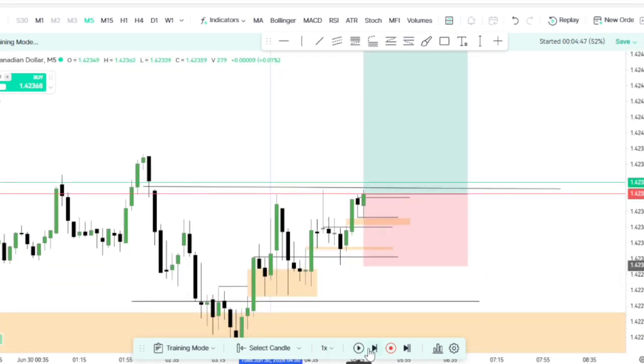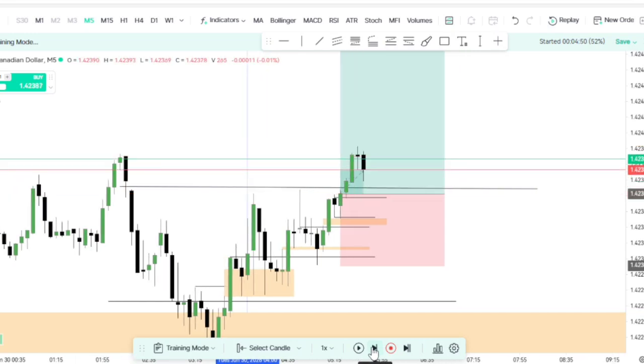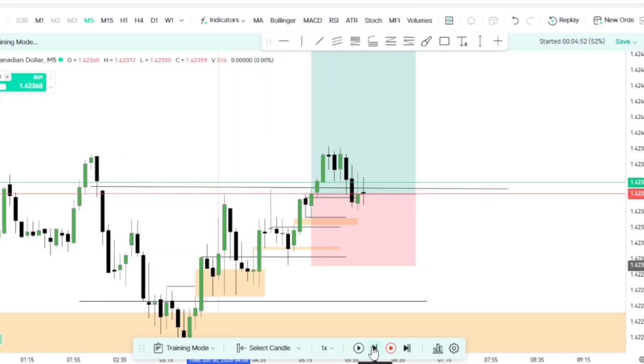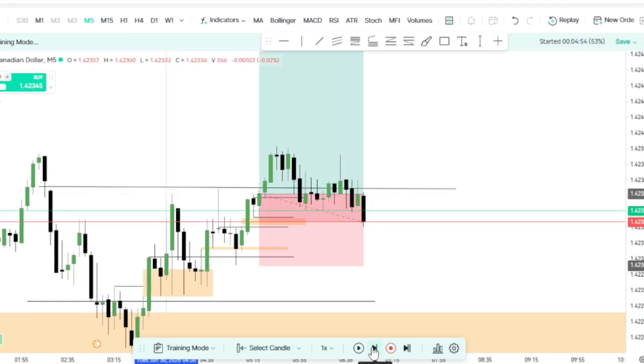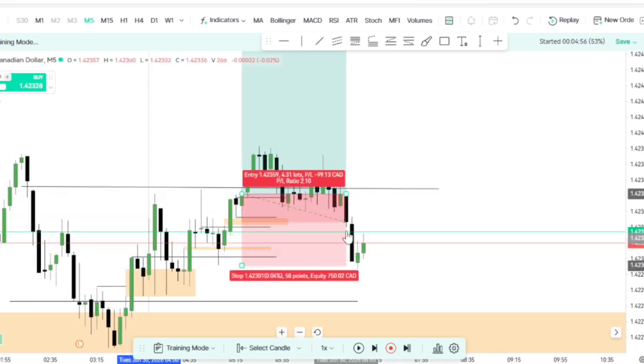Then I played price. Price went in profit, and the next thing, it came and took me out. Price took me out, so this was the first trade and it was a losing trade.